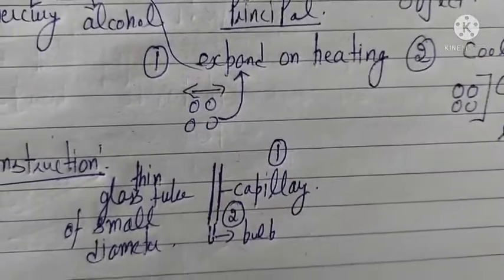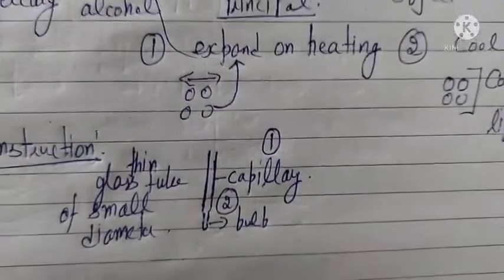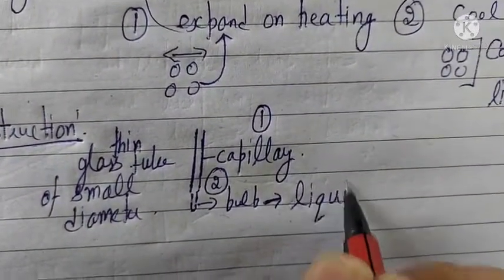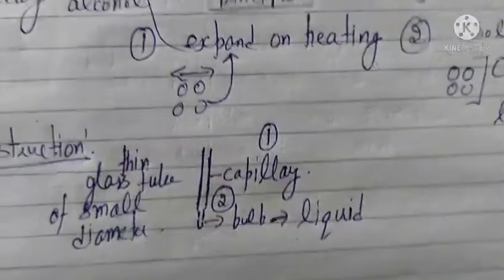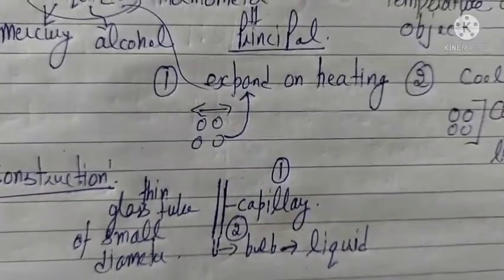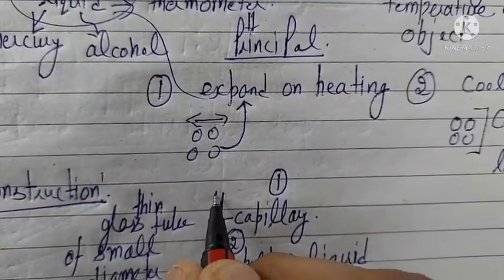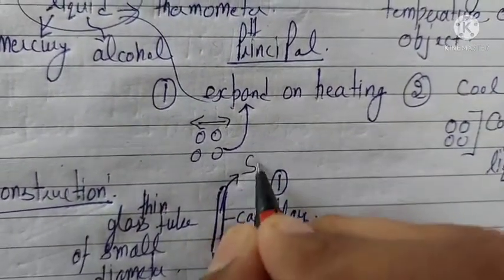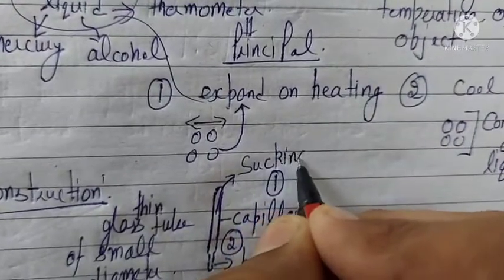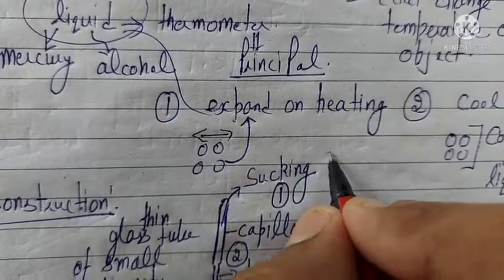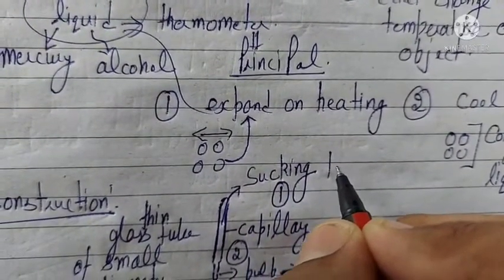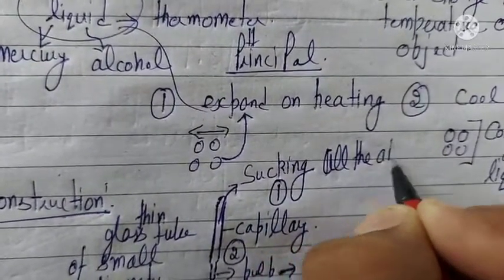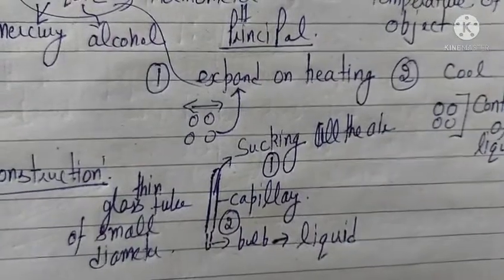At the end of this capillary tube the bulb is present, and in this bulb liquid is filled. That liquid can be mercury or alcohol. The other end of the capillary is closed by sucking out the air. The companies that make this instrument create a vacuum inside the capillary. They suck out all the air, and then they close the upper end of the capillary tube.